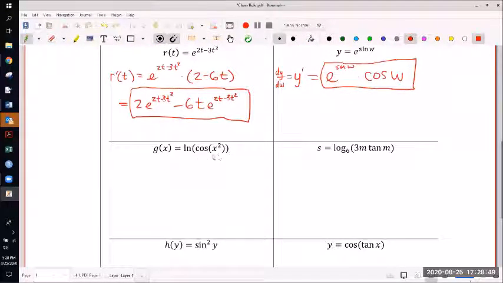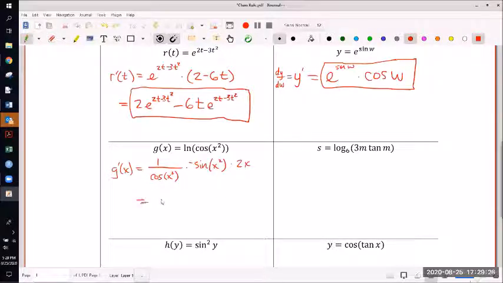For this one here, I have a natural log composed with a cosine, composed with an x squared. So I have these 3 functions here. So I'm going to start on the outside. G prime of x is going to be the derivative of the natural log. Remember, is going to be 1 over, and then I'm just going to leave the cosine x squared. Then I'm going to multiply by the derivative of the next function, which is the cosine. So that's going to be a negative sine of x squared, and then I'm going to multiply by the derivative of the innermost function, which will be 2x.